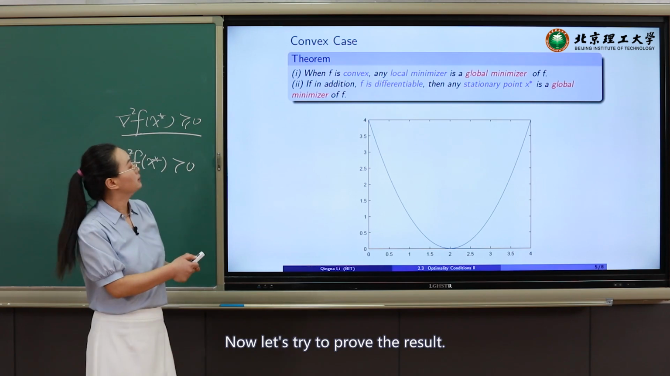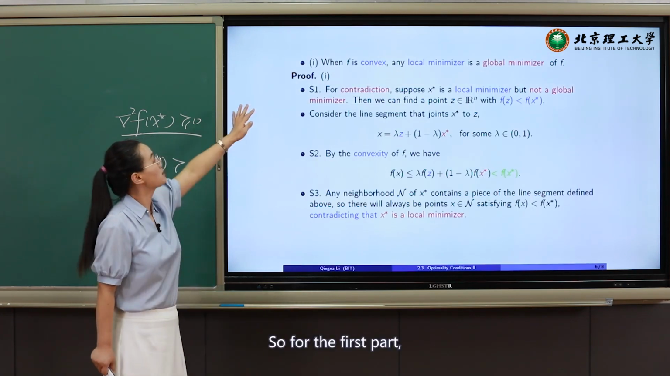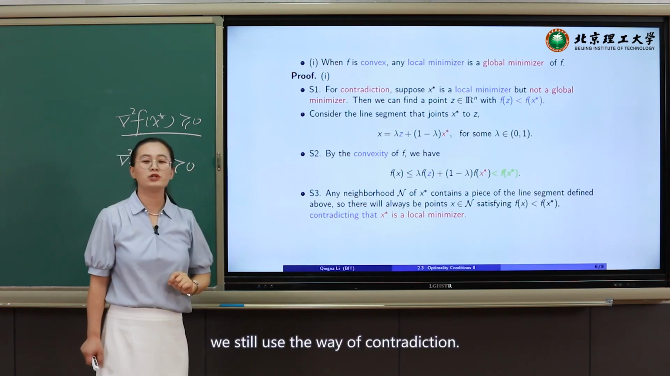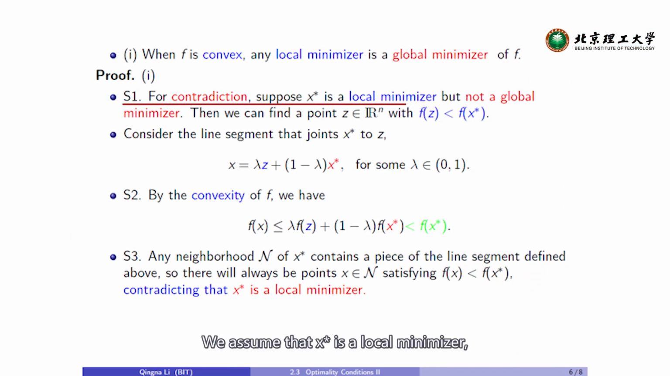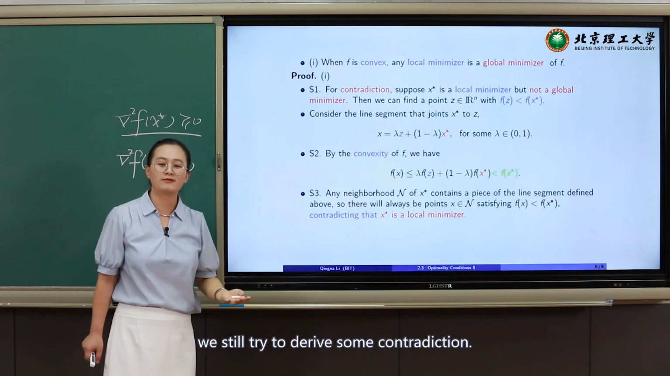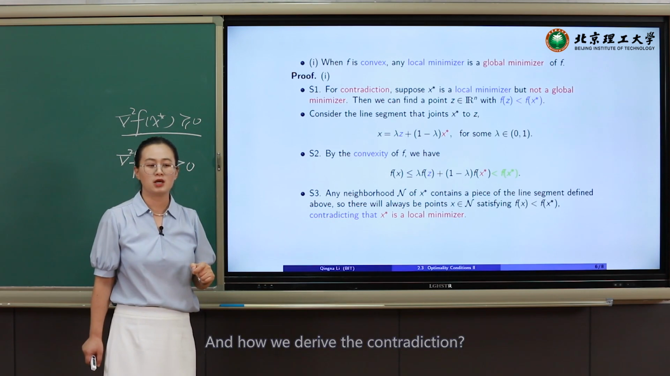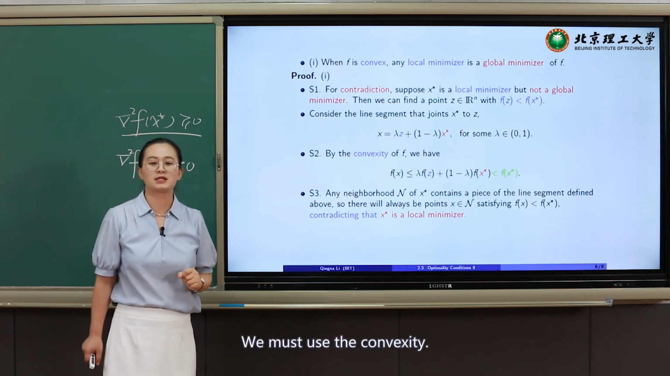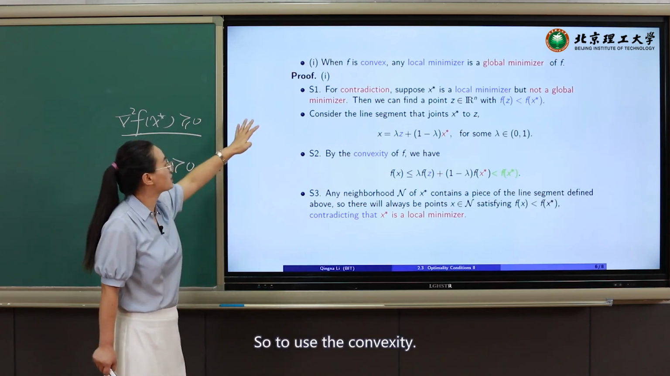Now, let's try to prove the result. For the first part, we still use proof by contradiction. We assume that x star is a local minimizer, but it is not a global minimizer. In this case, we still try to derive some contradiction. And how do we derive the contradiction? We must use the convexity. It is a very important property.